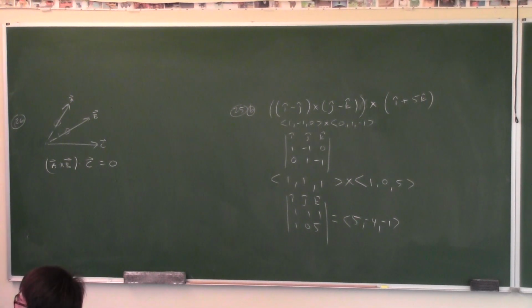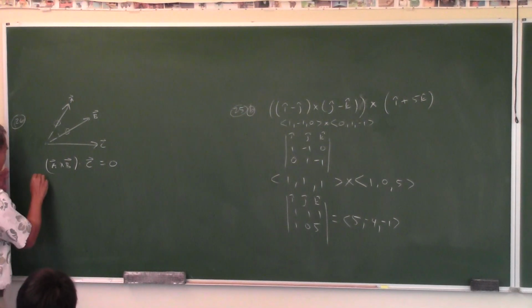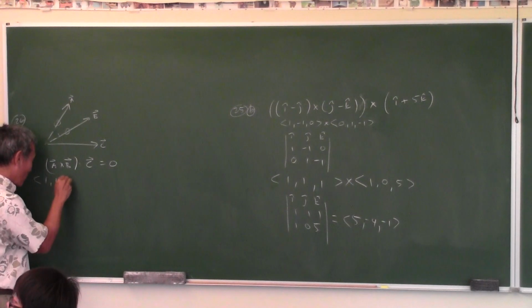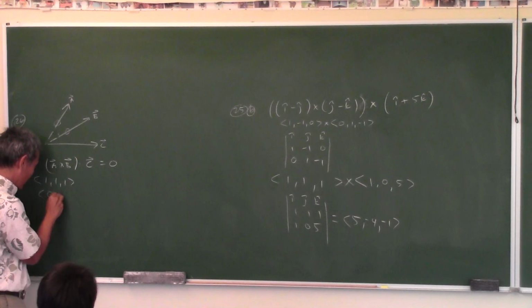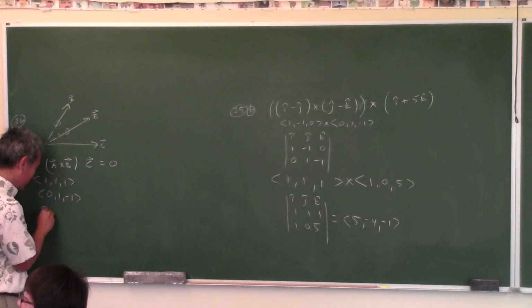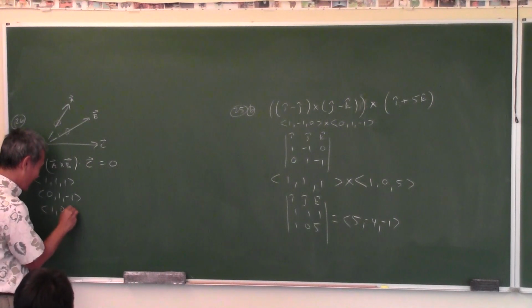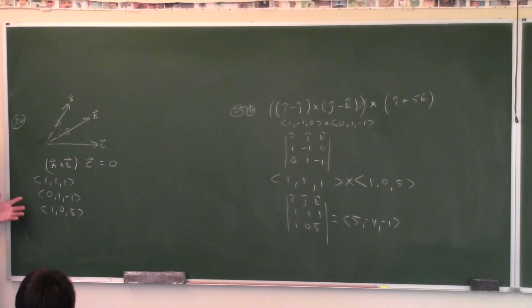So, in this problem, okay, read me the three vectors. 1, 1, 1; 0, 1, negative 1; and 1, 0, 5. Are these three vectors coplanar? So how do you check? You take the cross product of any two. Which two do you want to do? The first two? Yes. Okay, here are the first two.